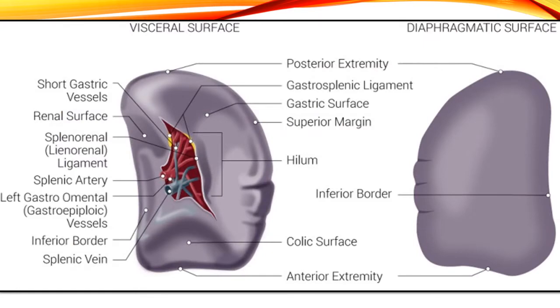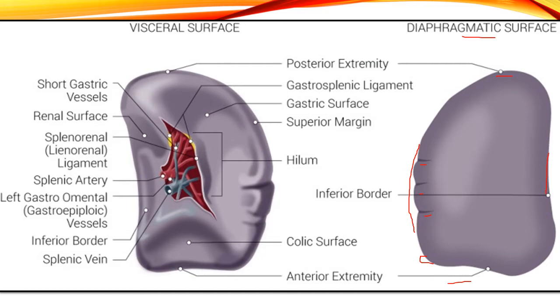Again, in this diagram, we are seeing both of the surfaces. We are seeing the diaphragmatic surface. In this diaphragmatic surface, you can see that we have certain markings which are present for the ribs. We have the posterior end over here, we have the anterior end over here, we have the inferior border over here, and we have the superior border over here, which is going to present certain notching over here.